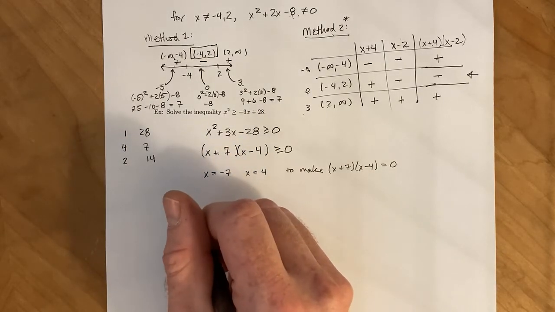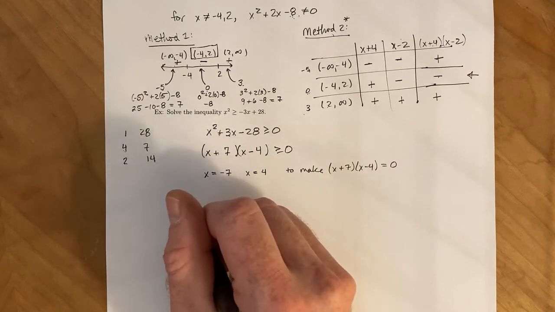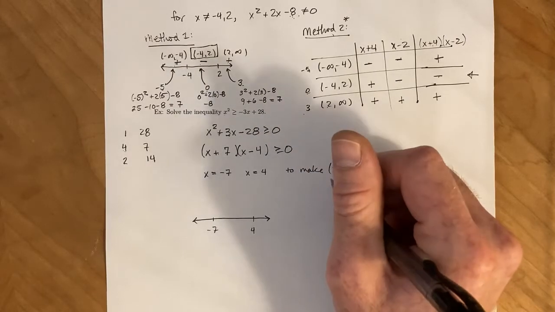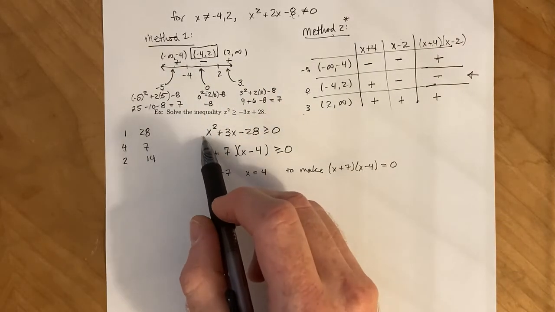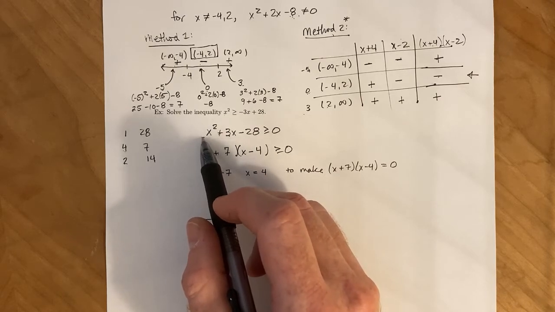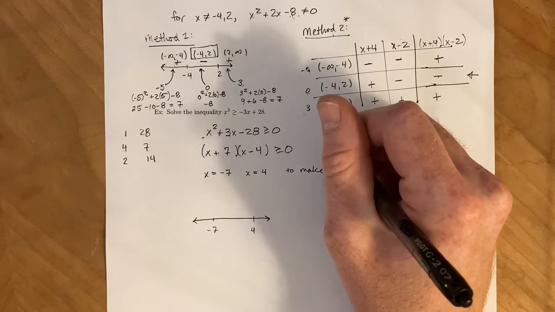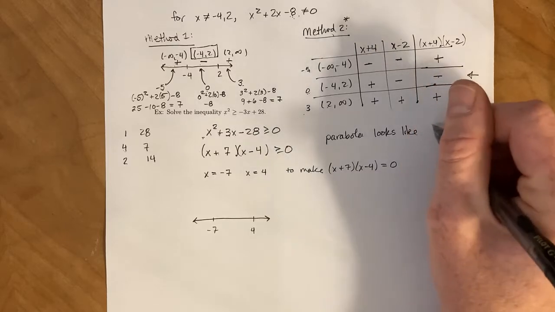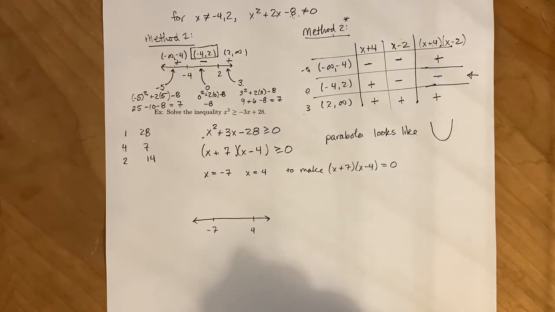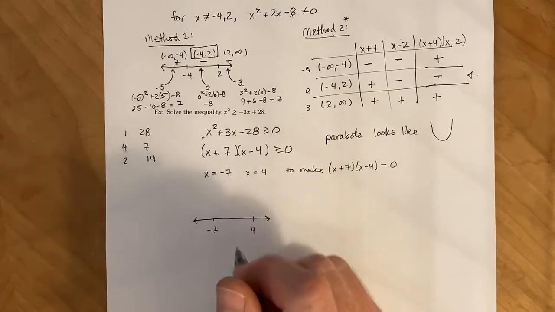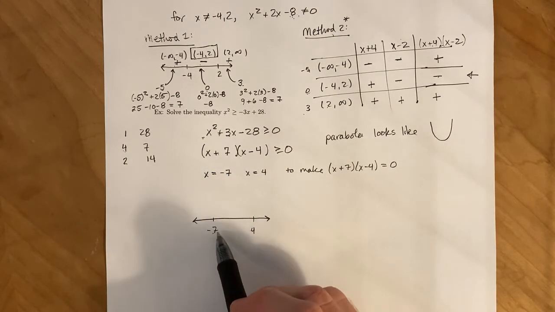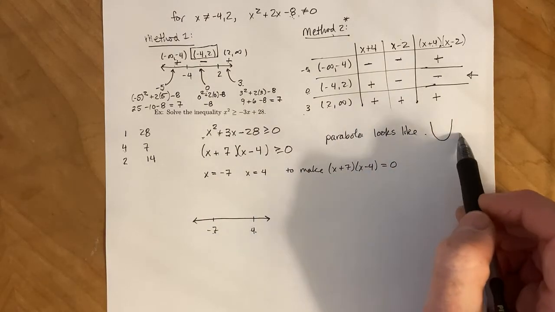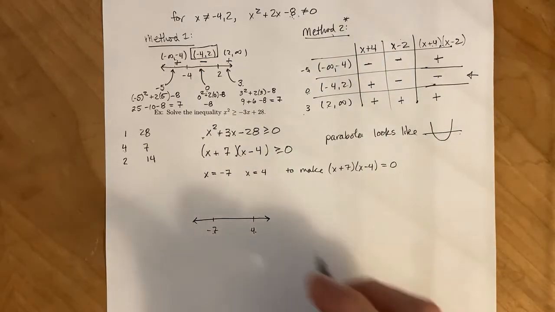It's a parabola. And so, we know that its general shape is either a frowny face or a smiley face. Since the leading term is 1, which is positive, we know that our graph, or our parabola, looks like this. And since we know it looks like that, and we know that it zeroes out at negative 7 and at positive 4, that's where it crosses the x-axis.